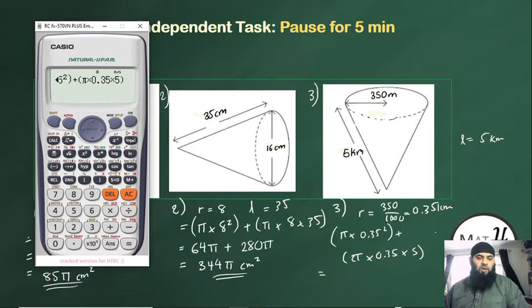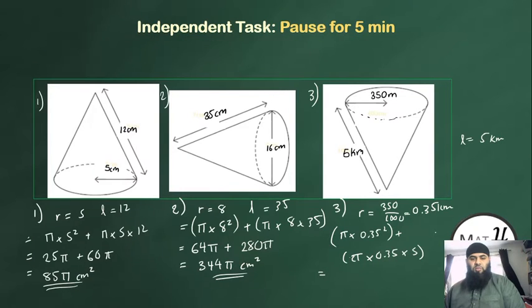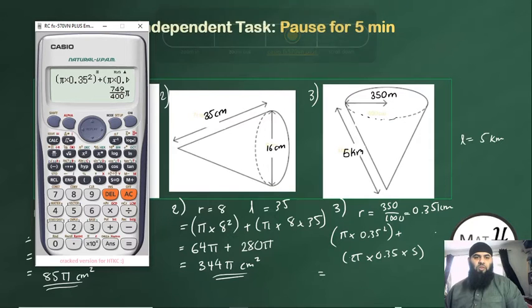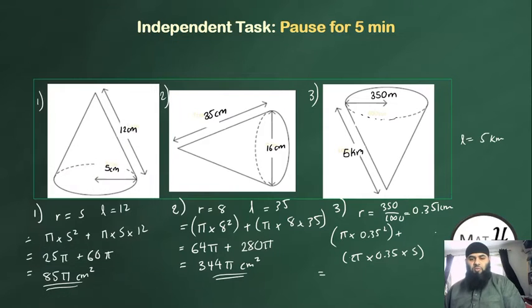So this is our final answer. Okay, so we can say 749 over 400 pi, or we can say 5.88. I'll stick to 5.88, it's easier. Kilometers squared. Okay, so that's our surface area for our last question.